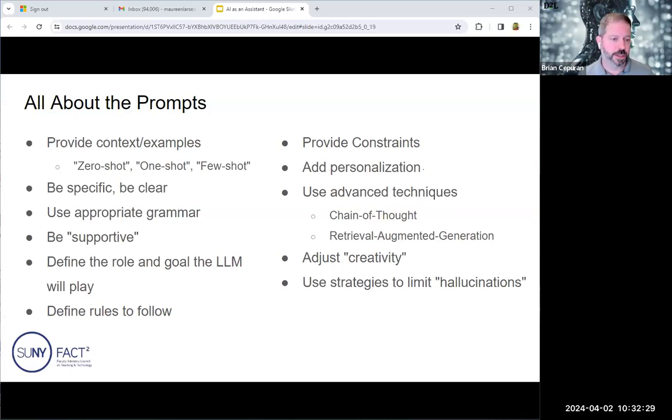You want to add personalization. So in the prompt that Maureen will go through in a minute, there are ideas added into the prompt on how you want it to respond to the user. There are advanced techniques that you can use. With things like chain of thought or retrieval augmented generation, you're having it do things a little bit differently. With chain of thought, you can tell it to think out loud. You can have it create a summary of what it thinks you're asking, and then use that as the next step.